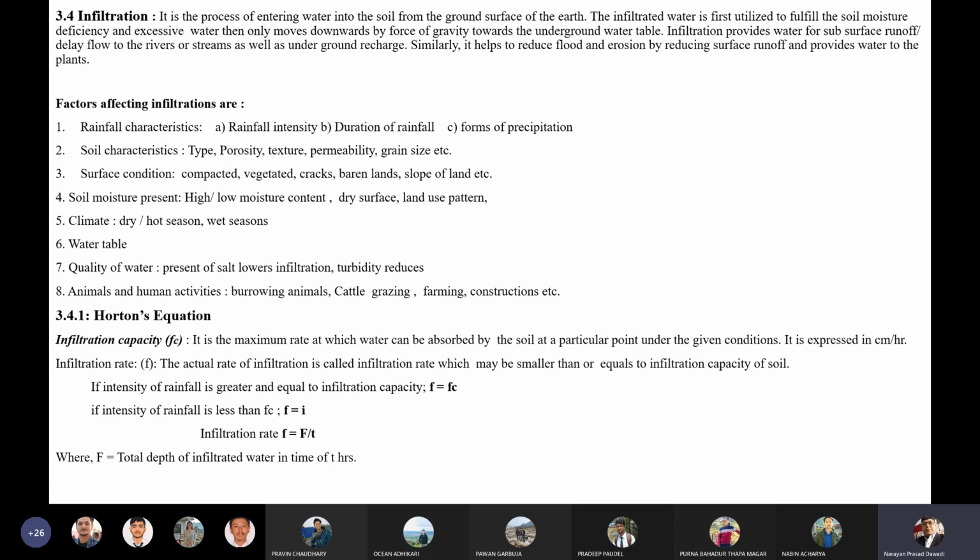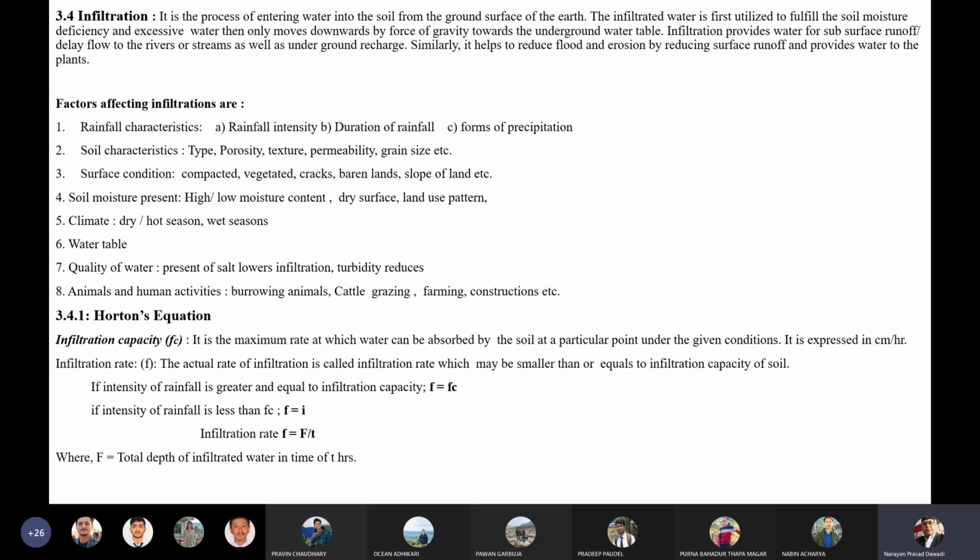If the ground is horizontal or plane, having the slope or gradient low, at that time the infiltration will be high, because the water cannot flow quickly from the ground towards the river or stream. At that time, the infiltration rate will be high.